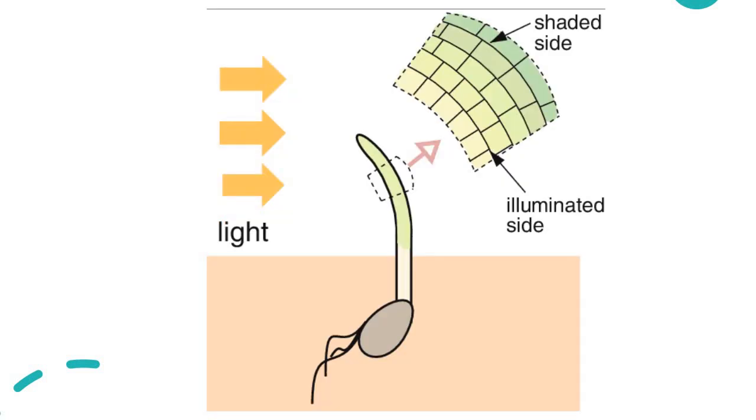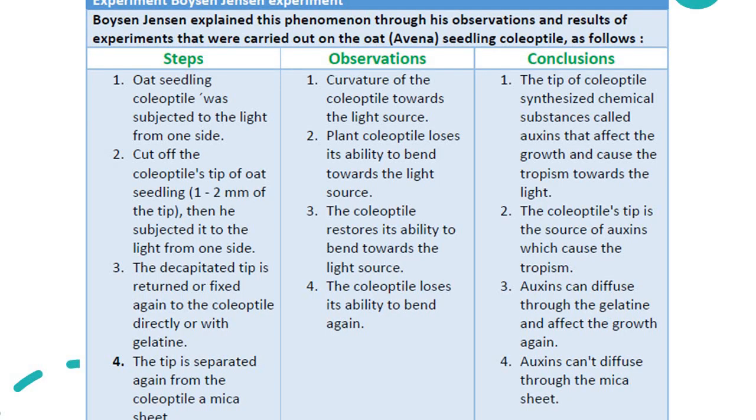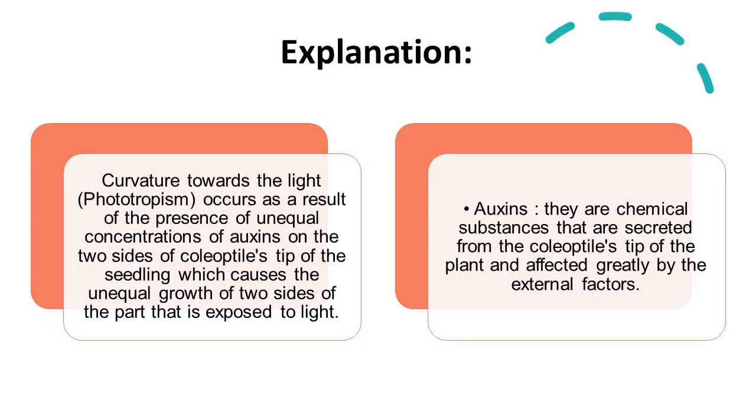Here the shaded part contains auxins. Boysen-Jensen discovered that auxin is a chemical substance found in the coleoptile tips of the plant and can diffuse through the plant and affect the growth of the plant.